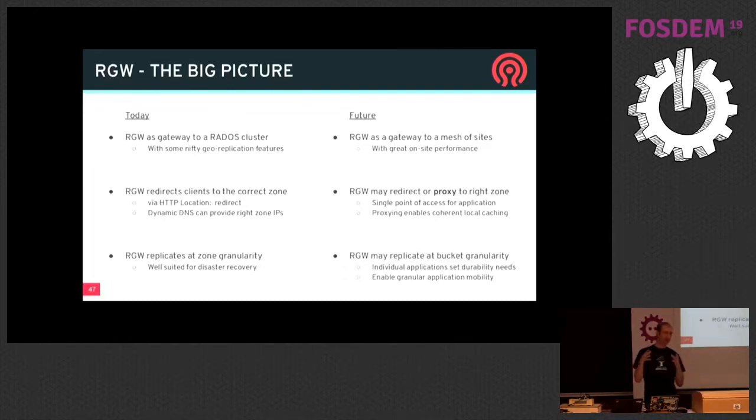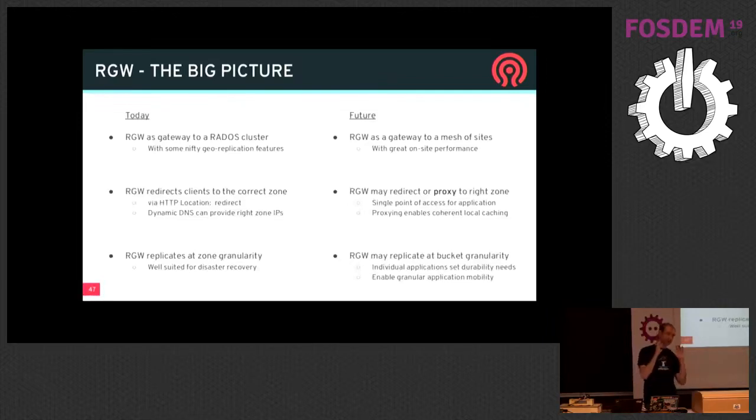In the future, what we'd like to do is shift to a mode of thinking where the Rados Gateway is really a gateway to a whole mesh, a whole collection of different sites. So when you're talking to the gateway, maybe the data that you're interacting with is local, maybe it's remote, maybe we're proxying your requests, maybe we're placing it somewhere else. But really it's a federated topology, a mesh of different sites.